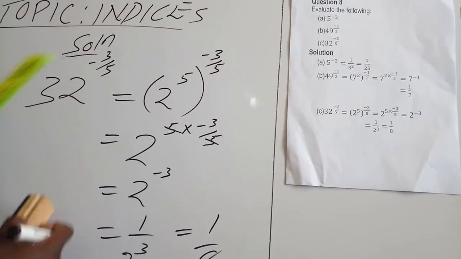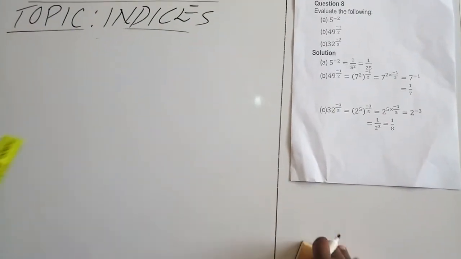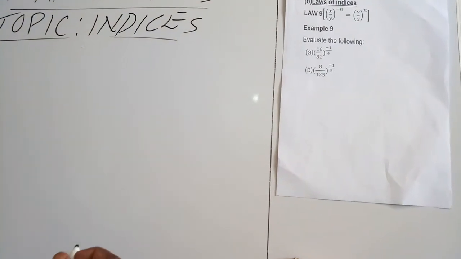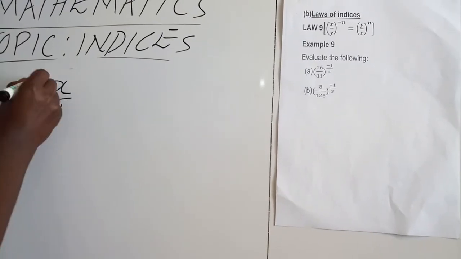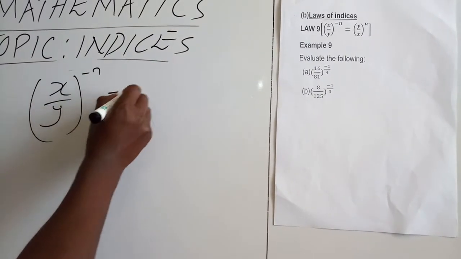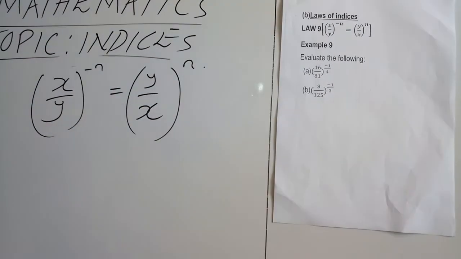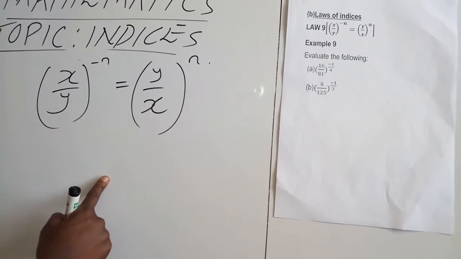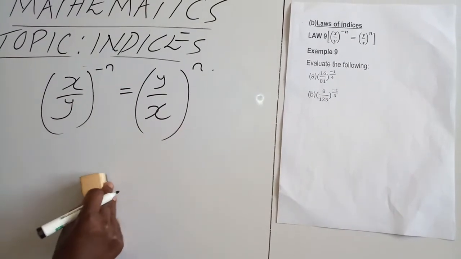We are done with the solution. Now we go to the exploration of law number 9, our last law. How is the law stated? It's simply an extension of law number 8. So this is how the law is stated: x over y power negative n is equal to y over x power n. So we want to focus on this and see how this comes to this. I'll just give a small illustration, then we look at our examples.